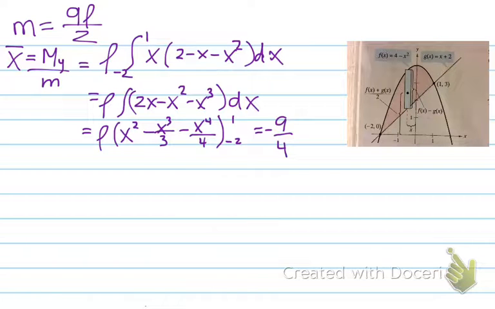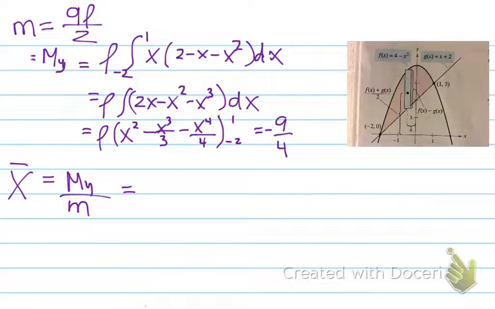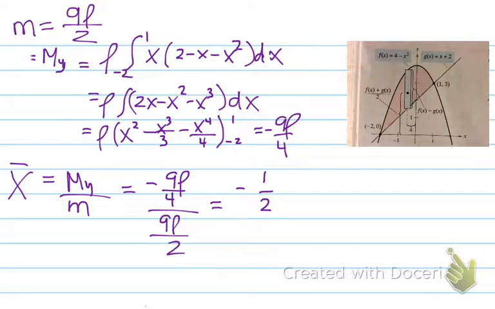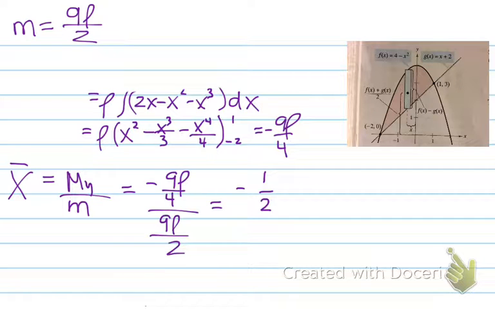So I kind of jumped ahead up here. I didn't need that divided by m yet. So that's just My. So now to find x bar, you do My divided by m, which is negative 9 rho over 4, divided by 9 rho over 2. So when you simplify that, you actually get negative 1/2. So we know that x bar is at negative 1/2. So let me make a note of that up here. X bar equals negative 1/2.